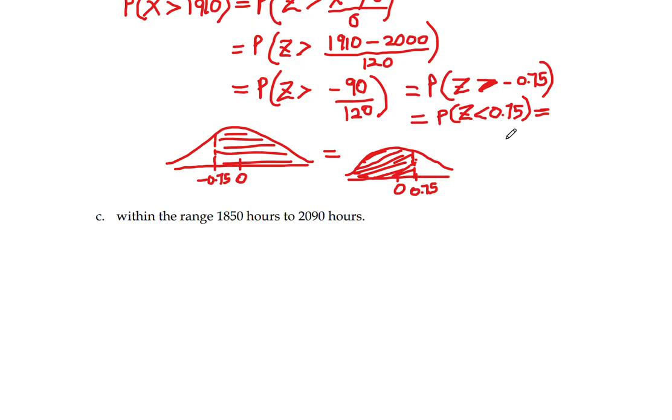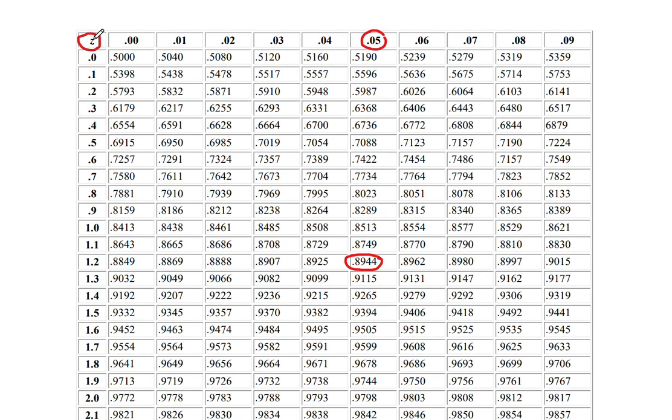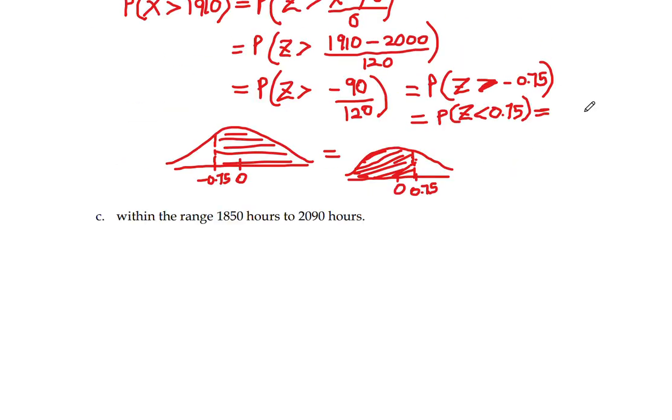We're going to look for 0.75. So here we go on the z, go down to 0.7, and then across to the matching value of 0.05. And so what we're looking for here is the probability where the two values 0.7 and 0.05, which represents 0.75, match. And that reading is 0.7734. That's the probability we're looking for, and that's the answer, 0.7734.